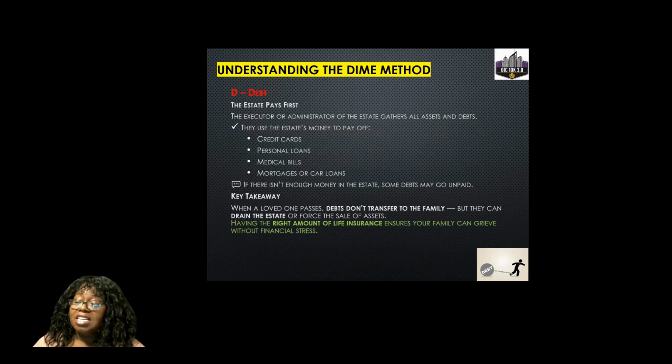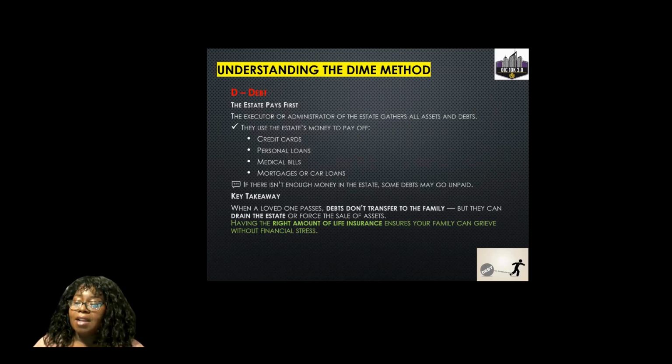And if there isn't enough money in the estate, some of those debts may go unpaid, causing distress. So, one thing when it comes to your loved ones, debts, you don't want them to transfer to your family, because they definitely can drain the estate and what you have set aside that you would like to transfer to your loved ones. It could force your loved ones to sell precious assets that have been passed down from generations.